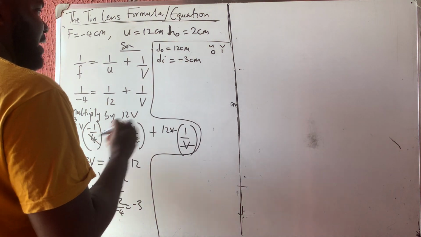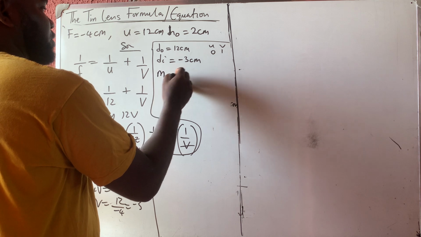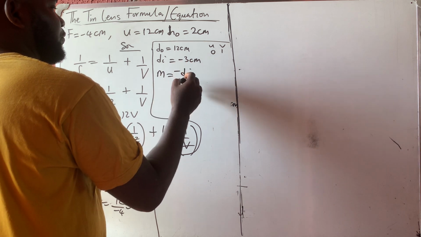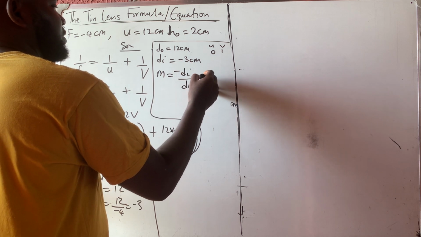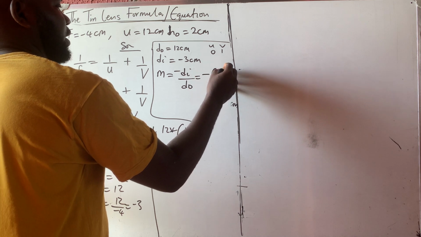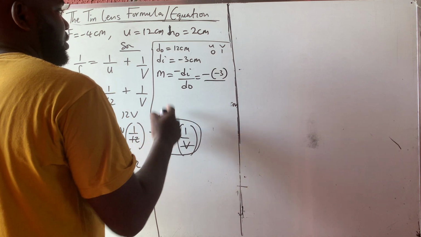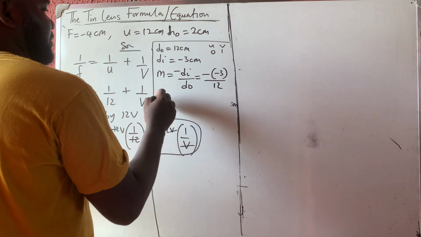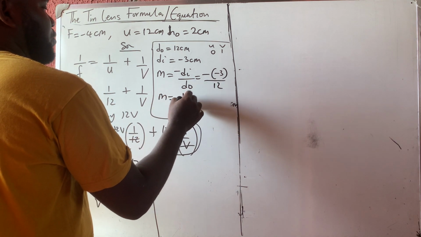So let us calculate the magnification. I know that magnification is negative D of I all over D of O, which is minus into minus 3 all over 12. So what do we have now? My M is 1 over 4.